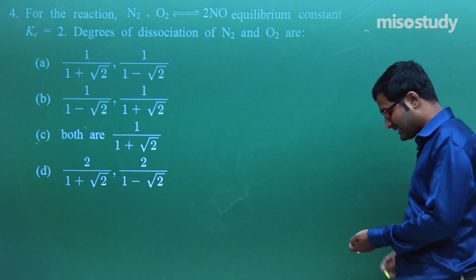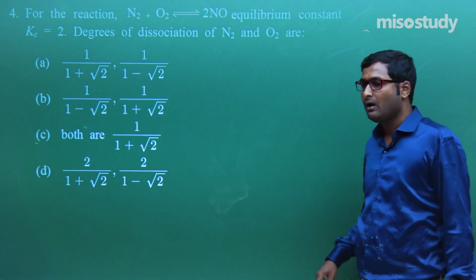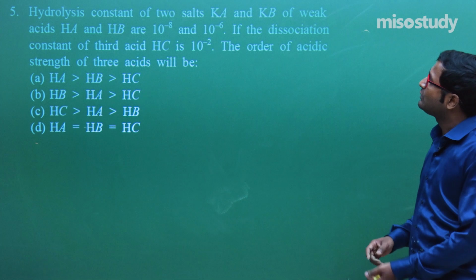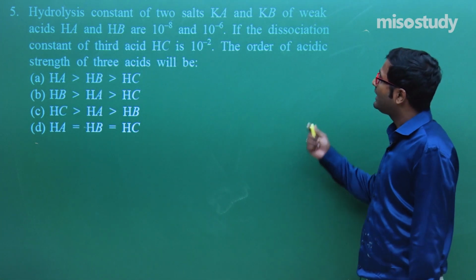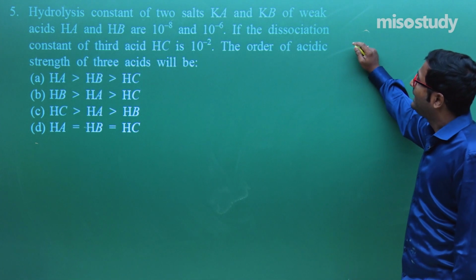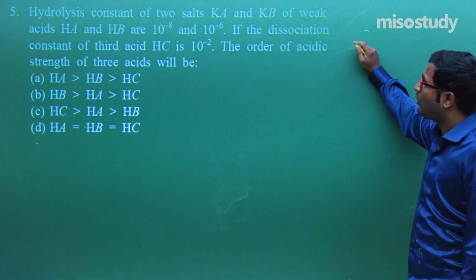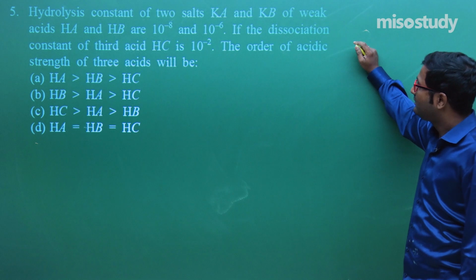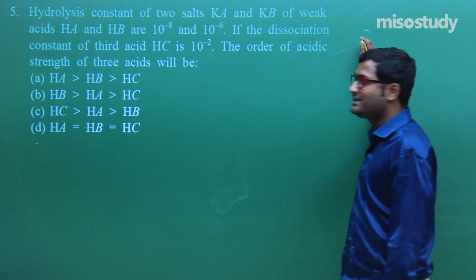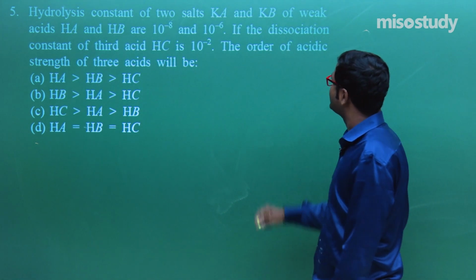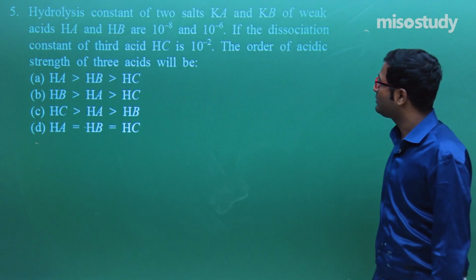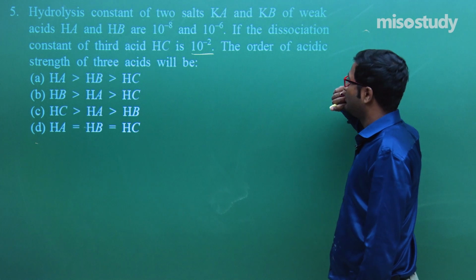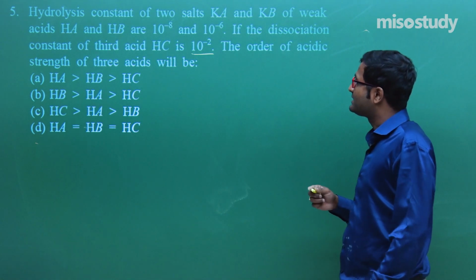What will happen in this case? Check it out. Okay, now this is one of the good questions. Hydrolysis of two salts: Ka and Kb of weak acids HA and HB are 10 to the power minus 8 and 10 to the power minus 6. If the dissociation constant of the third acid is 10 to the power minus 2, what is the order of acidic strength? Good question.